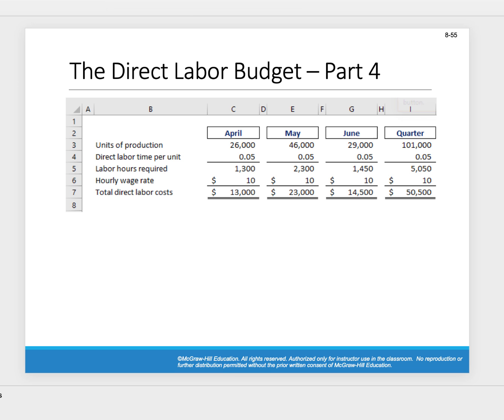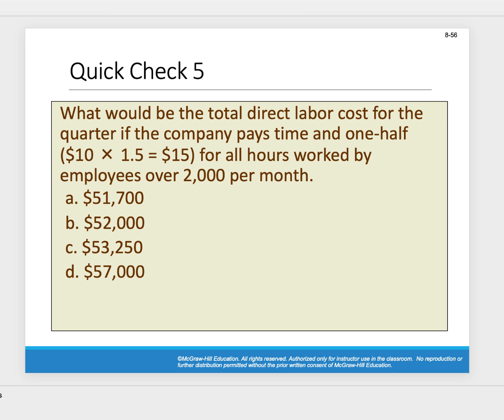We do the same thing for May. How many units do we need to produce in May? 46,000. The direct labor time per unit is 0.05. We multiply those out. That means that we need direct labor hours to make those 46,000 units. We need 2,300 hours times $10 gives us our direct labor cost. Okay, so that's pretty easy.